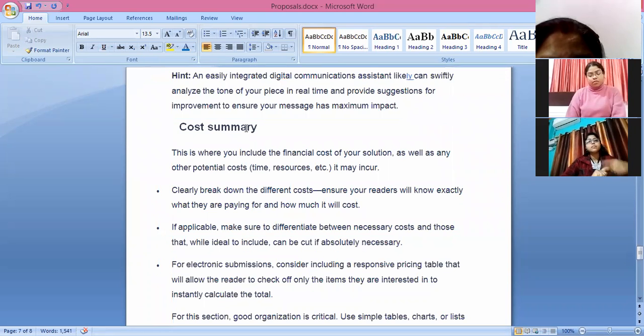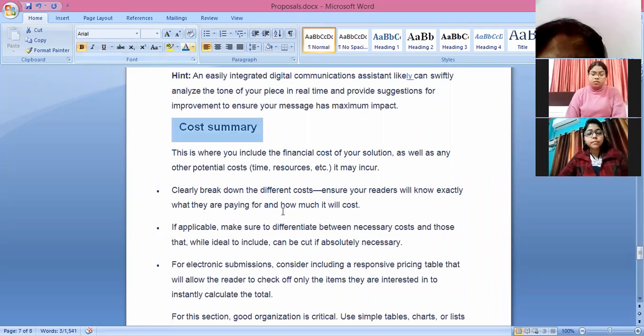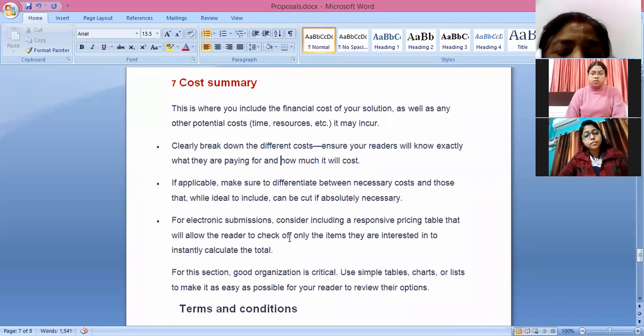Next, we come to the cost summary. So here is where the finance counts. This is where you include the finance cost of your solution as well as any other potential costs, time, resources, etc. it may incur.